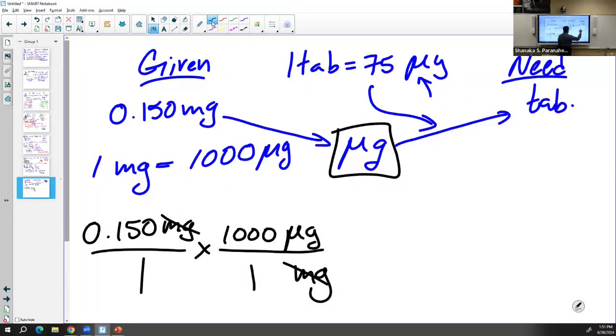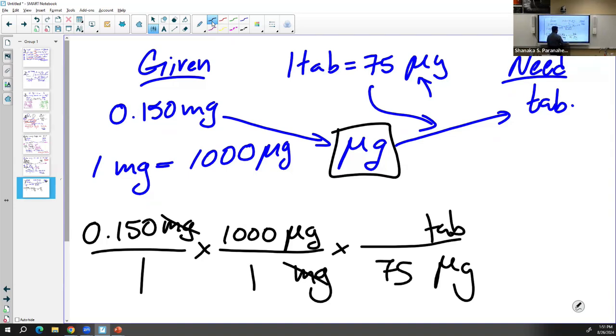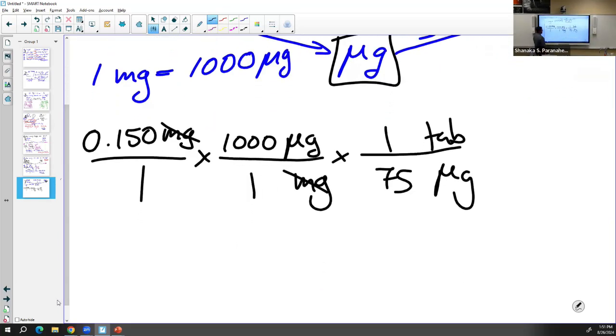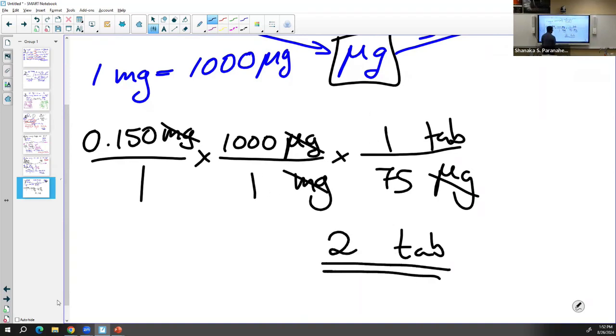Next one converts micrograms into tablets. So we should have micrograms in the denominator and tablets on top. So 75 micrograms, 1 tablet. Okay, so the final answer is going to be in tablets, and you can do the calculation. The answer is 2. In this question, you don't need to consider significant figures because tablets are counting numbers. Those are exact values. So it's going to be 2 tablets.